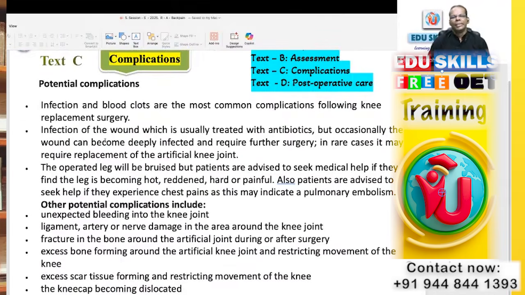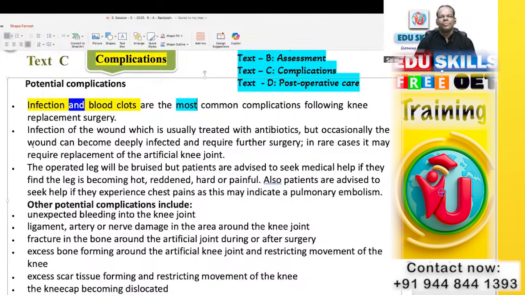Now come on. Infection and blood clots. What is there specially? Symptoms. Most common complication. We have not taught this to the new batch, but don't worry, I'll be teaching you. That is very important. Scale is a clear indication. Then potential complications. First you are supposed to highlight this. Potential complications or complications, both you can highlight, no problem. That's very important. Side heading.